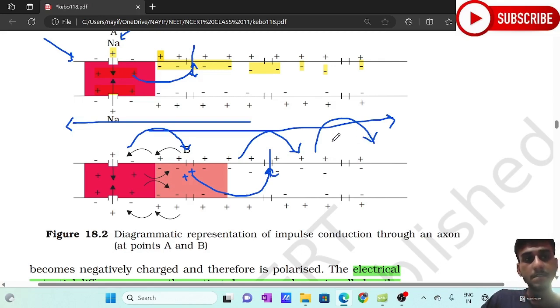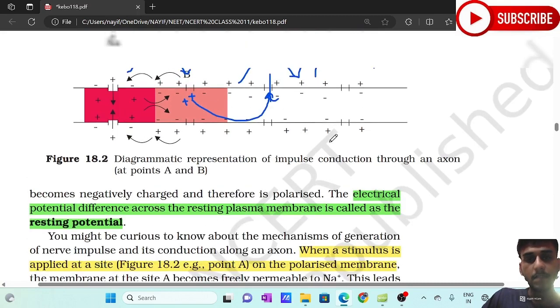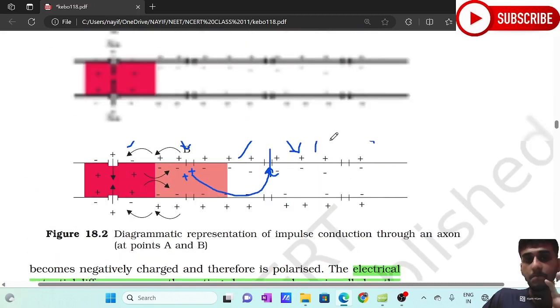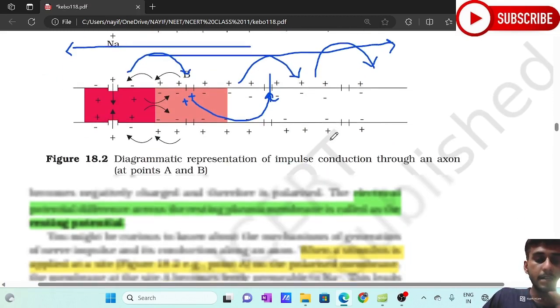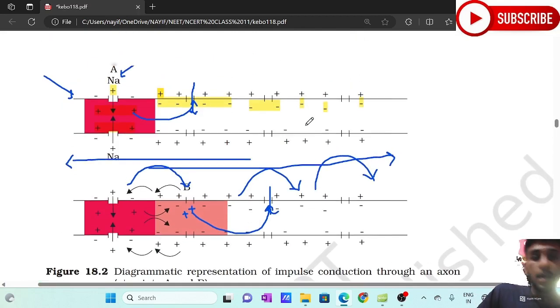If I explain this, it will become a lengthy lecture. That is the reason I am not saying it. Actually, it is not needed for your NEET purpose. Because it is a conceptual topic, I am taking it, and I am not going much deep inside it. Okay. This is how a nerve impulse is being generated and it is being transmitted.